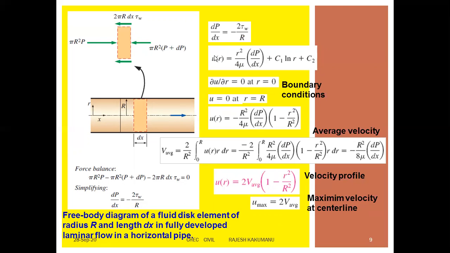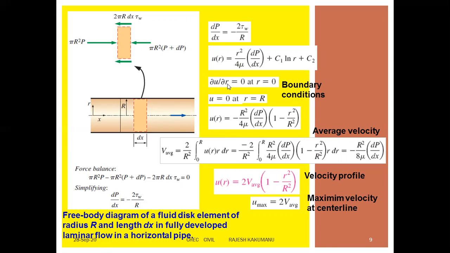Next, we take the same figure. In the x direction, with radius r, we get pi r square dp equal to 2 pi r dx tau w. Therefore u of r is equal to r square by 4 mu times dp by dx plus c1 r plus c2, where r is the radius.